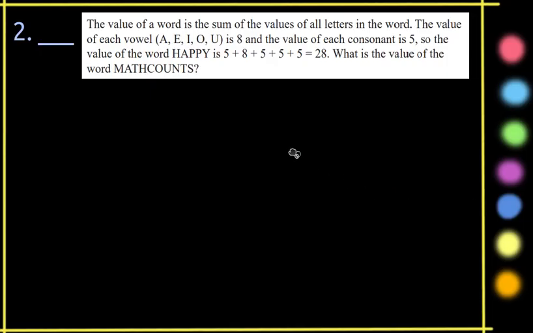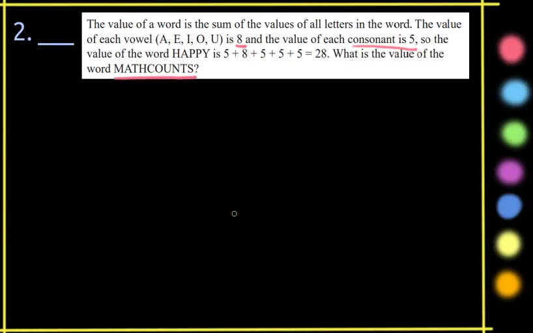Number 2 says the value of a word is the sum of the values of all the letters in the word. The value of each vowel is 8, and the value of each consonant is 5. So the value of the word happy is, and then they show you an example. Then they want to know, what is the value of the word mathcounts?